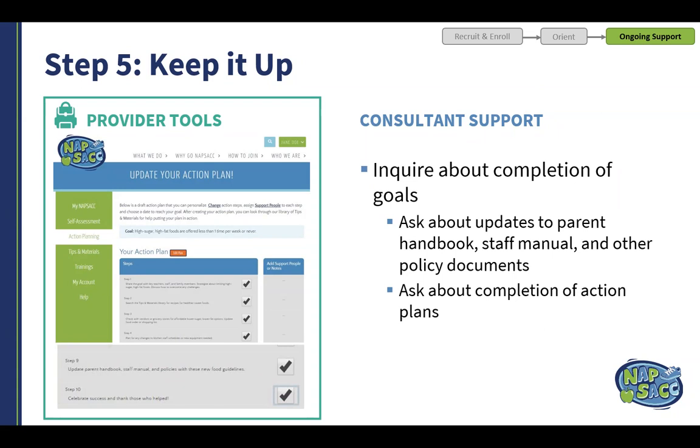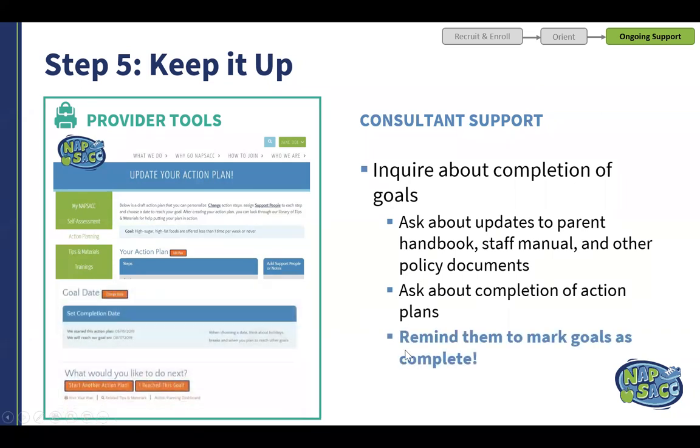Have you updated your parent handbook? Have you updated your staff manual? Can I help you do that? Those types of things. Ask about their action plans, how they marked them complete. Remind them to click the "I reached this goal" button. This is commonly forgotten, but it's helpful to get that data point.